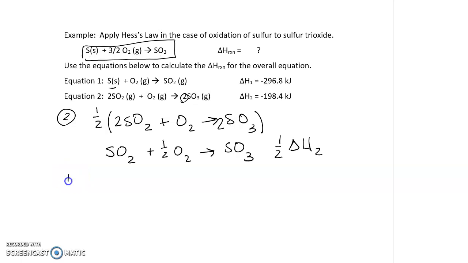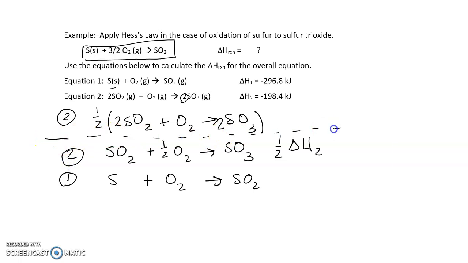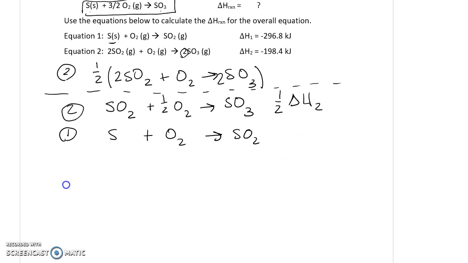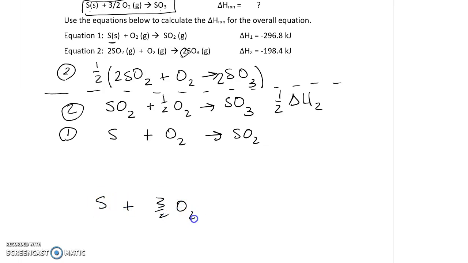Now let's go ahead and rewrite number 1. So number 1 is our sulfur plus our oxygen, and that's going to go to SO2. So let's go ahead and see if we are ready to sum these up yet. So this is our new number 2, so I'm going to kind of separate these to keep it a little bit more clear. So if I sum these two reactions up, let's see if it would look like what we want. So again, we want sulfur plus 3 halves O2 going to SO3.